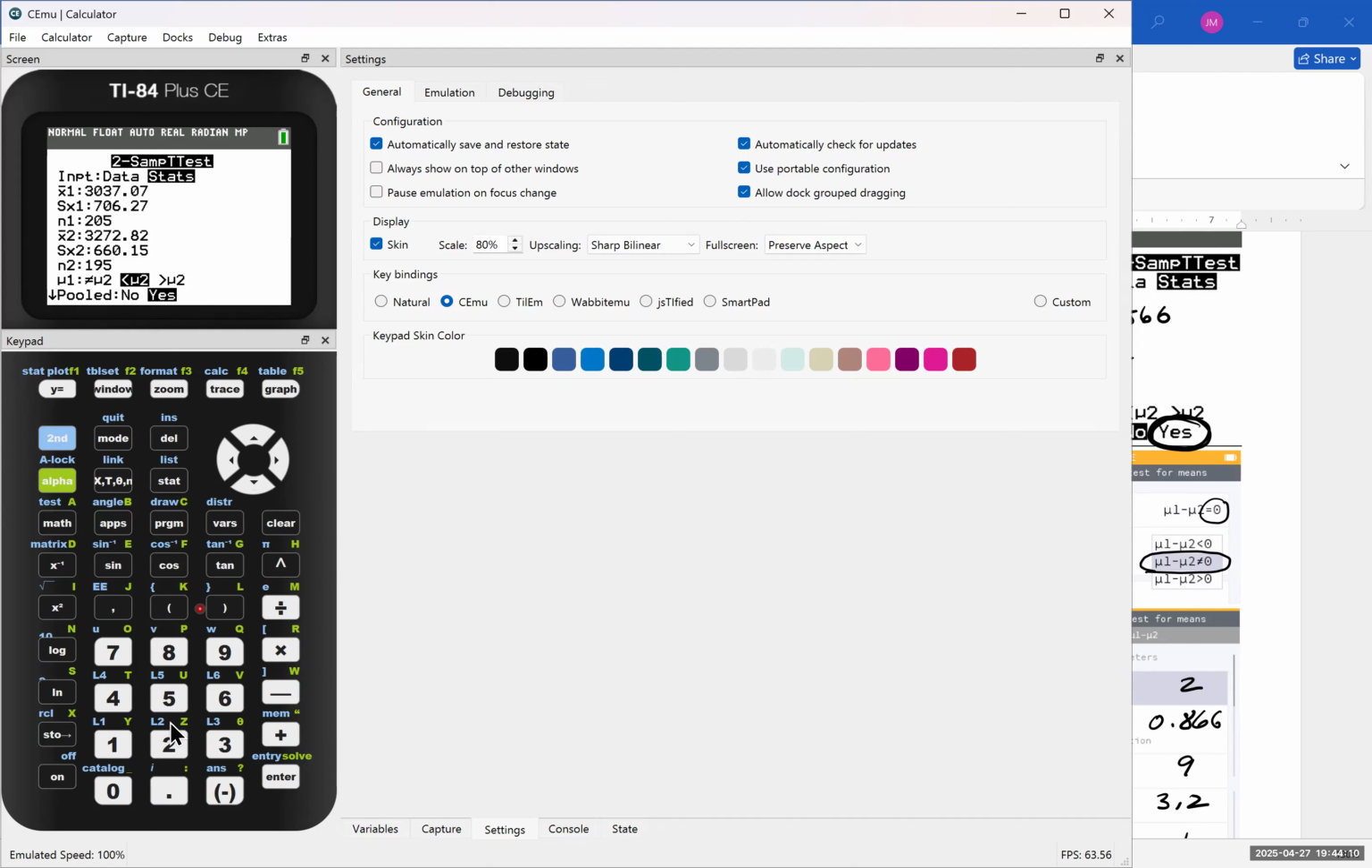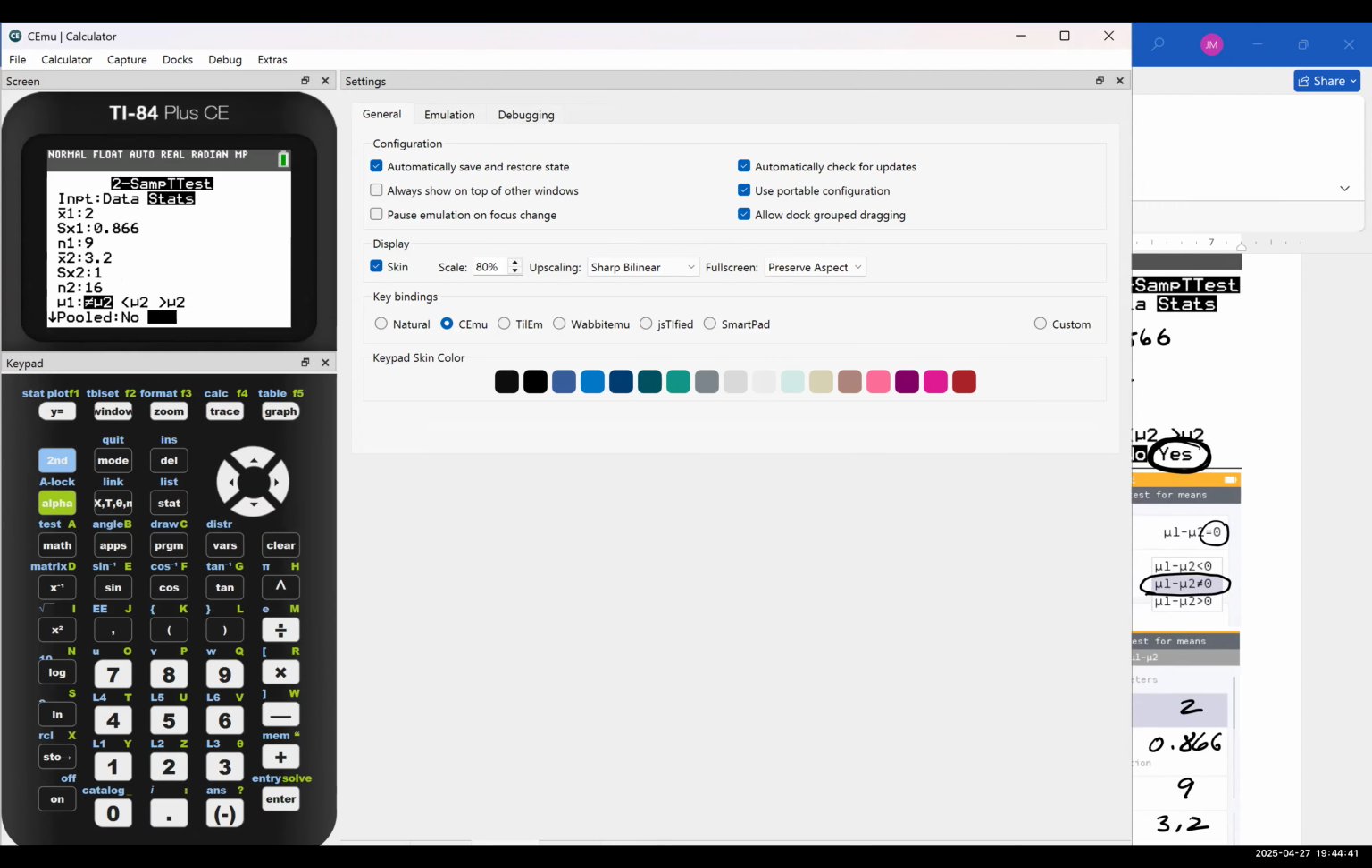Okay, so X bar 1 is 2. S1 is 0.866. Sample size is 9. X bar 2 is 3.2. S2 is 1. N2 is 16. And it's going to be not equal to. And pooled, we want yes. Okay, let me leave that up.